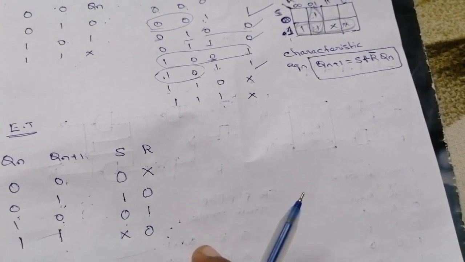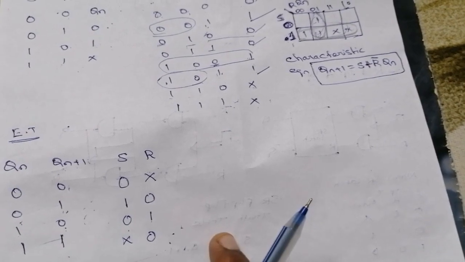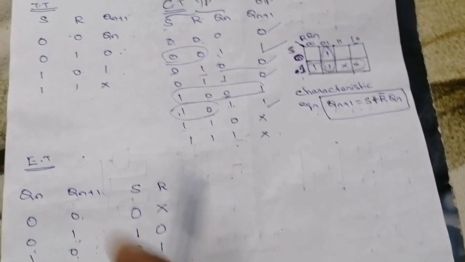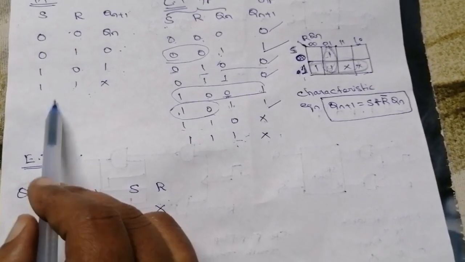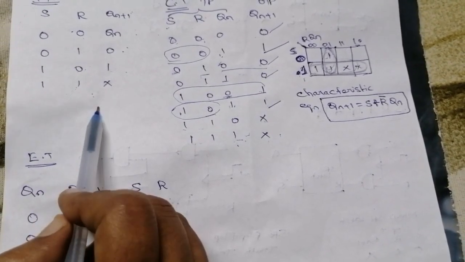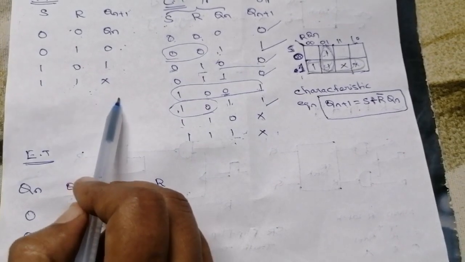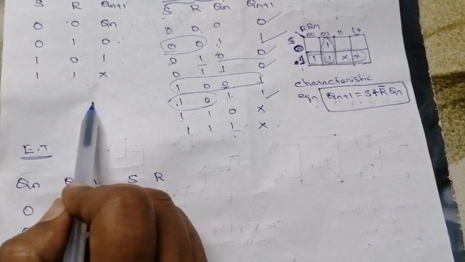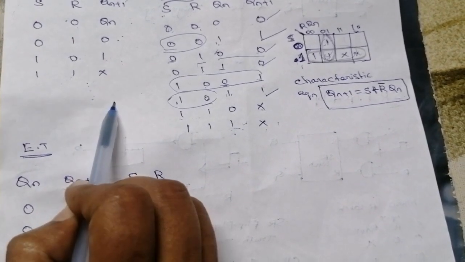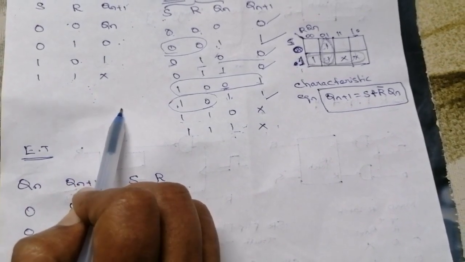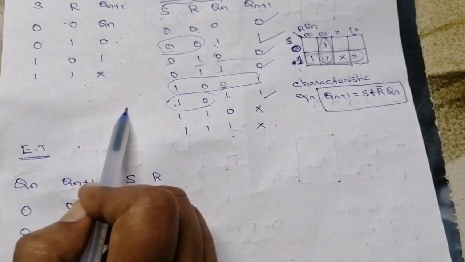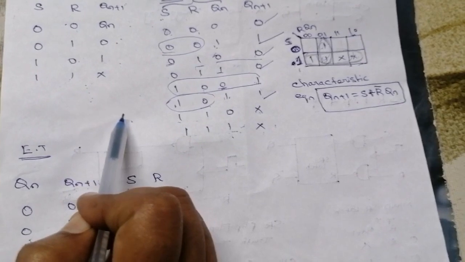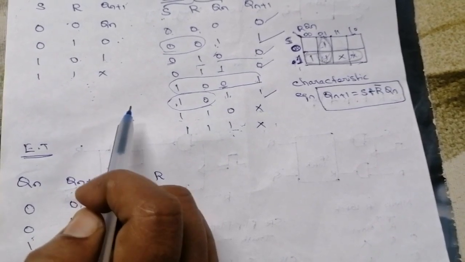The SR flip-flop has one major drawback: the condition of S equal to 1 and R equal to 1. S equal to 1 and R equal to 1 is specifically prohibited because it's an invalid state and leads to instability. This problem is overcome with the help of other flip-flops like the D flip-flop and JK flip-flop. In the next video, we'll see about the D flip-flop, right?